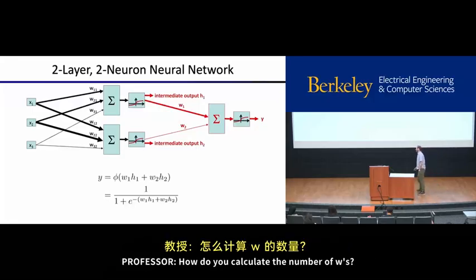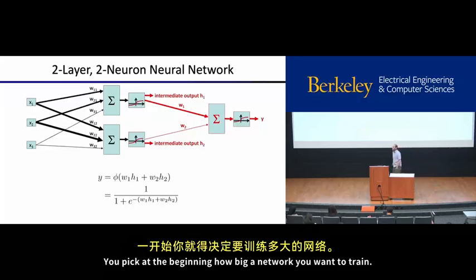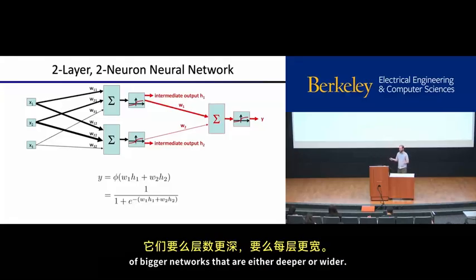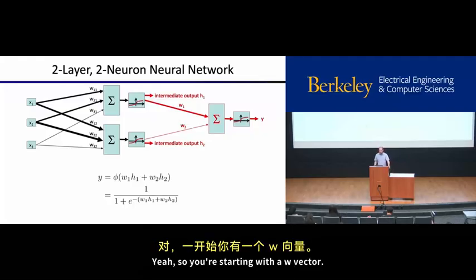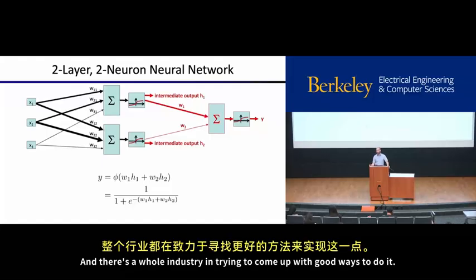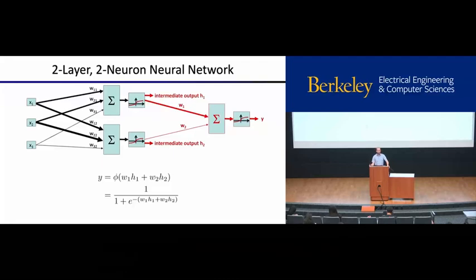How do you calculate the number of W's? You pick at the beginning how big a network you want to train. I'll show you some more examples later of bigger networks that are either deeper or wider. So you're starting with a W vector and then you're trying to improve it. You can pick whatever kind of shape and size you like. And there's a whole industry in trying to come up with good ways to do it. Other questions?